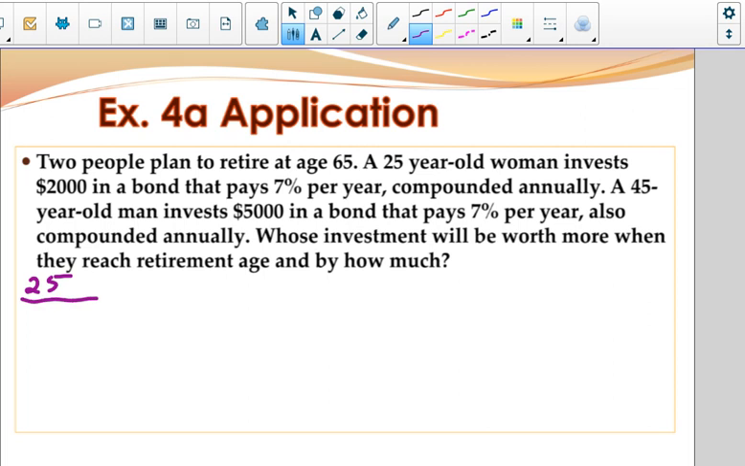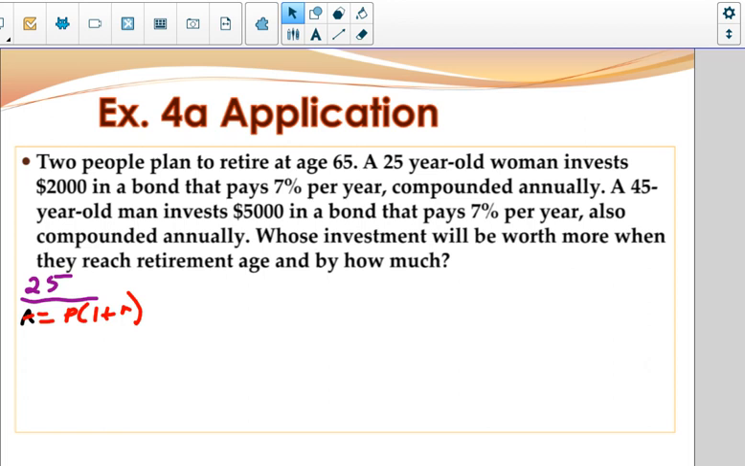Since it's compounded annually, so it's just one time, I use A equals principal times 1 plus the rate raised to the t power. So how much will her account be if the 25-year-old invests $2,000 at a rate of 7%, so that's 1.07, and she's going to retire at age 65. So 65 minus 25 would be 40 years. So for 40 years, I get my calculator out.